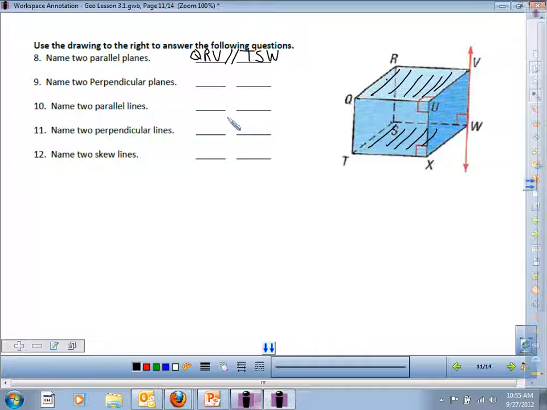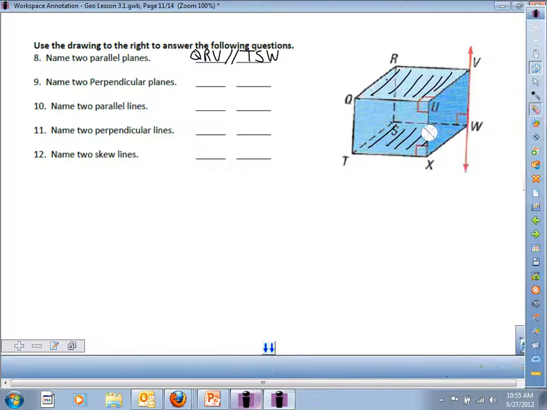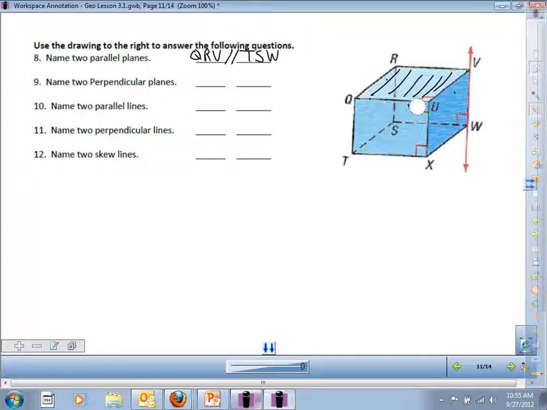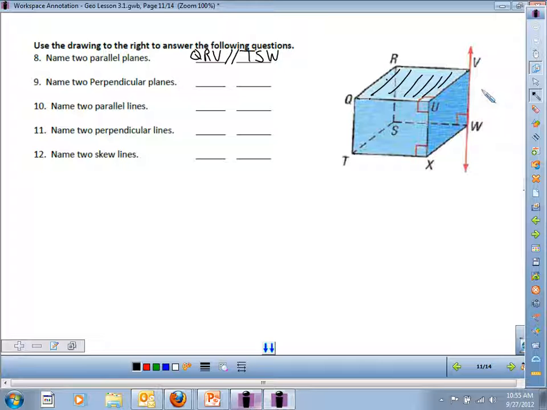Okay, now let's name some perpendicular planes. I'm going to keep that top part. Now, if you can imagine your box of cereal, you have your top, but then you have 4 sides coming down all the way around, and each one of those sides is going to be perpendicular to the top. So if we name that same top plane QRV, we just need to name one of the sides that comes up to it.